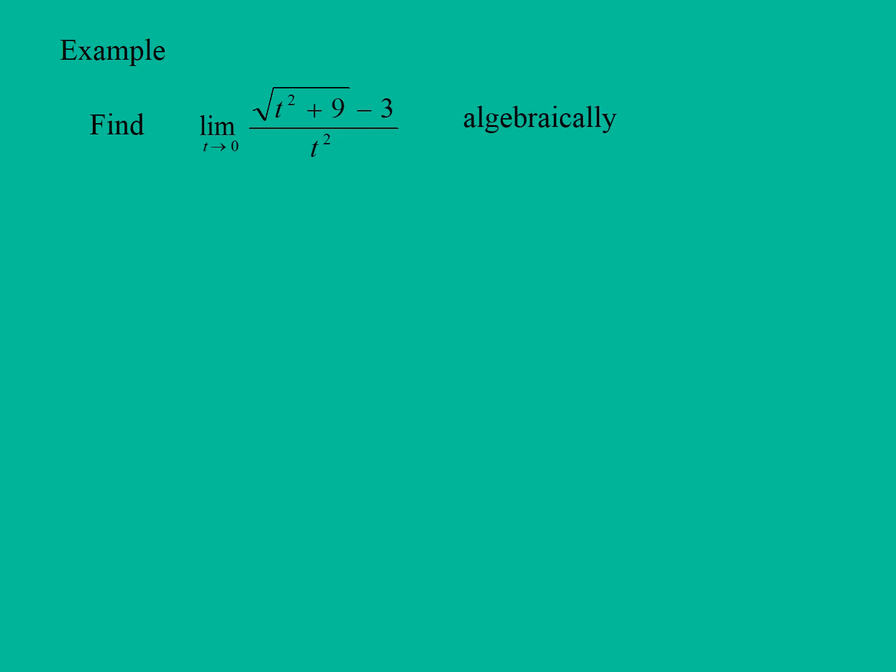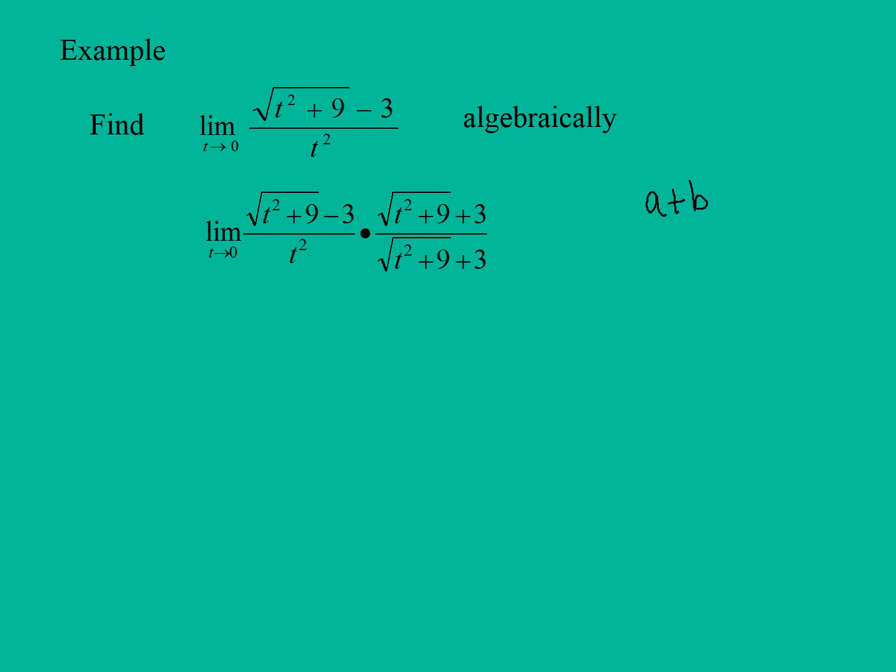In this example, we actually saw this example back when we were doing limits graphically, and we saw the issue with this one where we couldn't really determine exactly what the limit was because we couldn't interpret the graph. Let's see if we can find the limit algebraically. Now, if we tried direct substitution first, you would notice we get 0 over 0. So what we're going to do is multiply by the conjugate of the numerator.